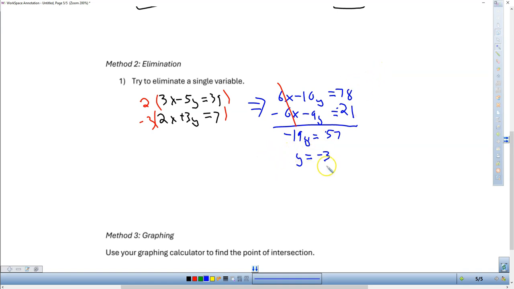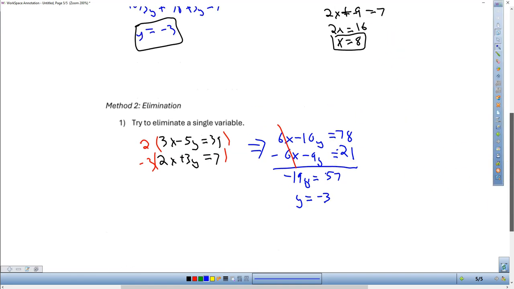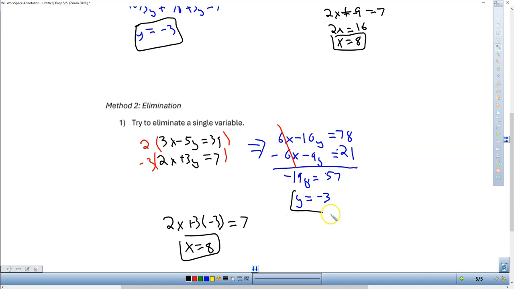And with this, from here, we can then do the exact same process as we did in substitution above. We can plug that in for y up here. So we could go back to the 2x plus 3 times negative 3 equals 7, and we'll get x equals 8 once again. So both of these are very valid approaches.